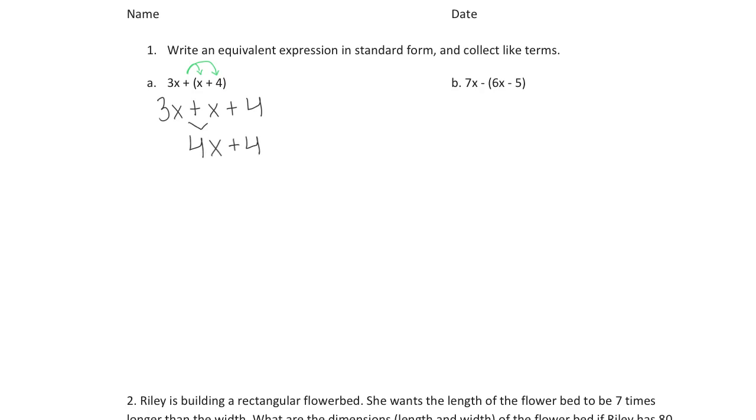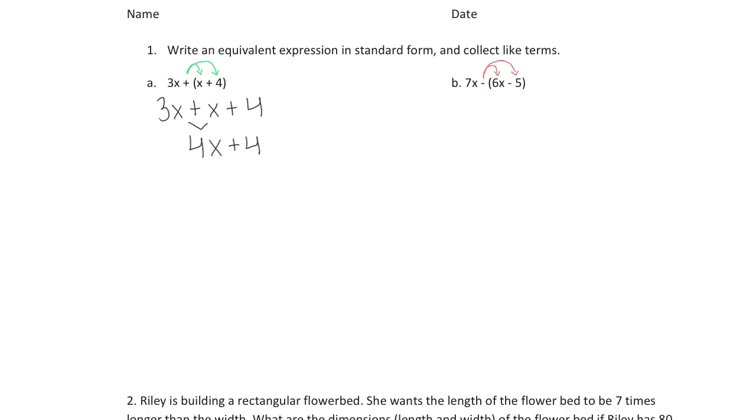Because plus 4 does not have an x associated with it, it is not the same term, so we cannot combine them. That being said, our answer is 4x plus 4. That is it. Let's move on to B. So for B, I have 7x minus (6x minus 5). So again, I'm going to distribute my negative sign to the values inside of my parentheses.